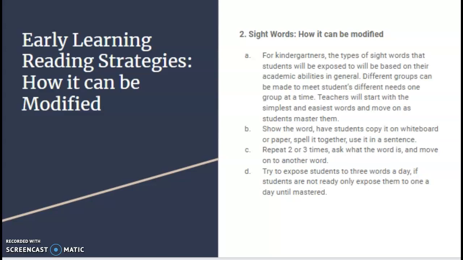As far as how this strategy can be modified, for kindergartners, the types of sight words that students will be exposed to will be based on their academic abilities in general. So different groups can be made to meet students' different needs, one group at a time. Teachers will start with the simplest and easiest words and move on as students master them.